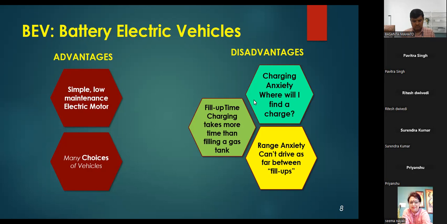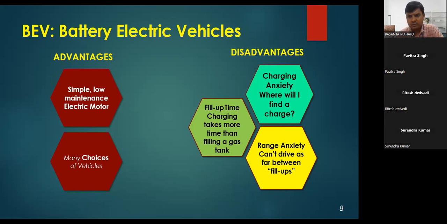And charging: next city where will I find a charger? One more question. This is a very difficult thing. We have to search where I should charge if the charge is very low in the battery of our electric vehicle. And range: how much distance do I have to cover between one electric charging center to another electric charging center? So this is the problem in our country right now, but it is to be solved in the coming days.